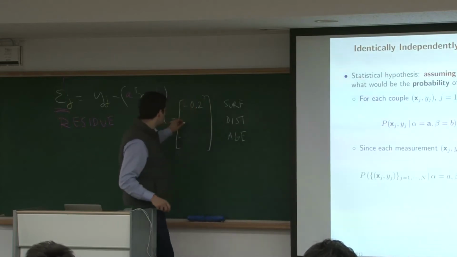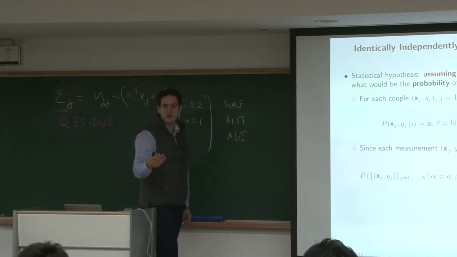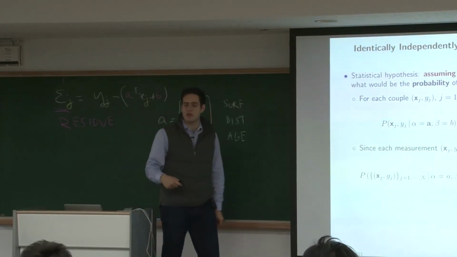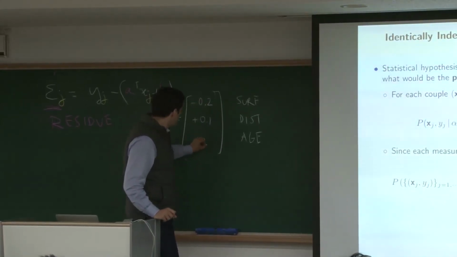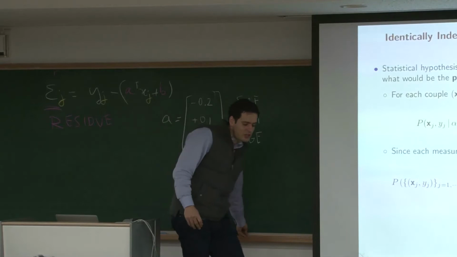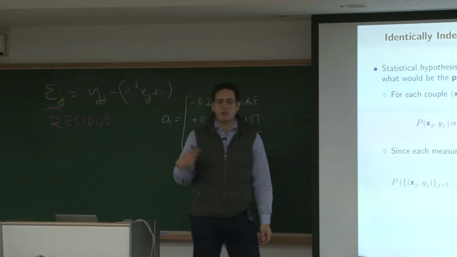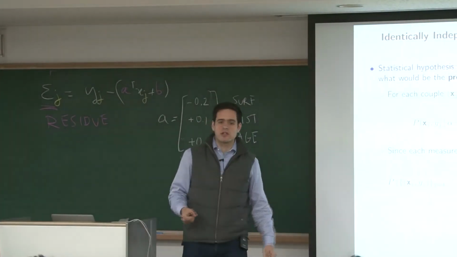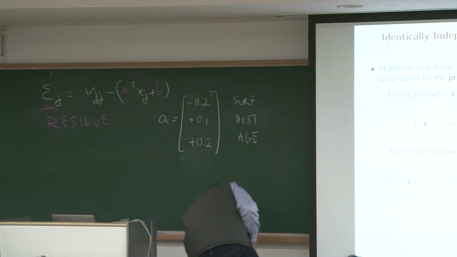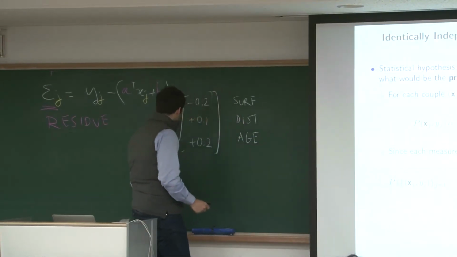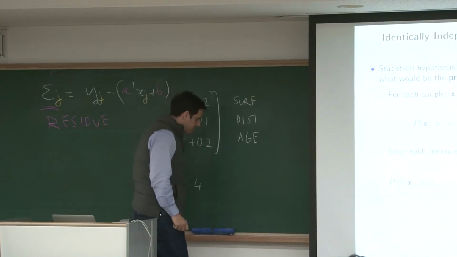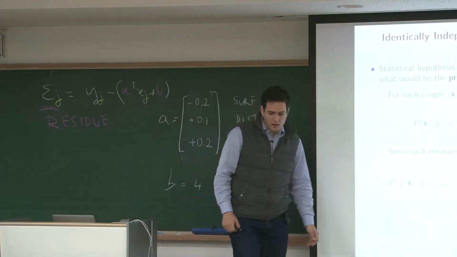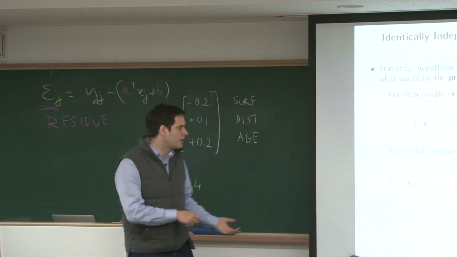Something stupid as well, plus 0.1 times the distance. For every minute more that you have to walk to the station, you have to pay 1,000 yen more. And age would be, let's say, plus 0.2. For every additional year of the building, you have to pay 2,000 yen more. Okay? So this is completely stupid, right? And then let's put B. The value of B, let's put it at, I don't know, 40,000 yen.